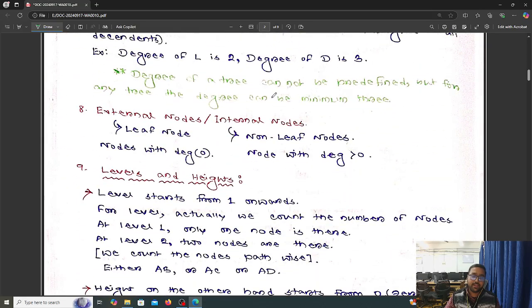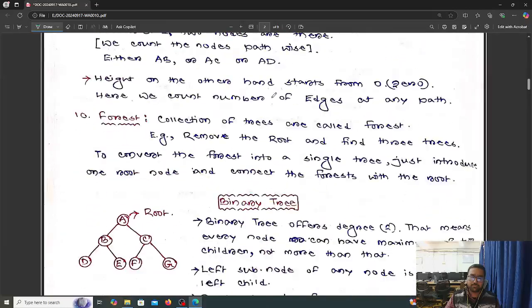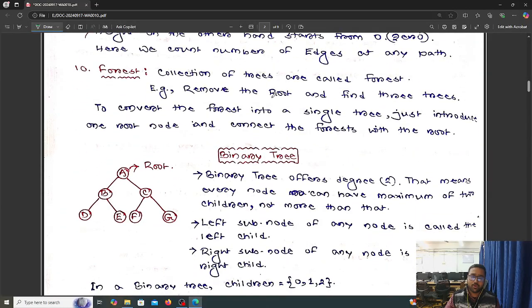Similarly, level and height. Always remember, level for any tree starts with 1, whereas height for any tree starts with 0. Now forest. What is a forest? A collection of trees is called a forest. Suppose in this example, this is a tree, right? So A is the root, A is having left child as B, right child as C. Also, B is having some child.